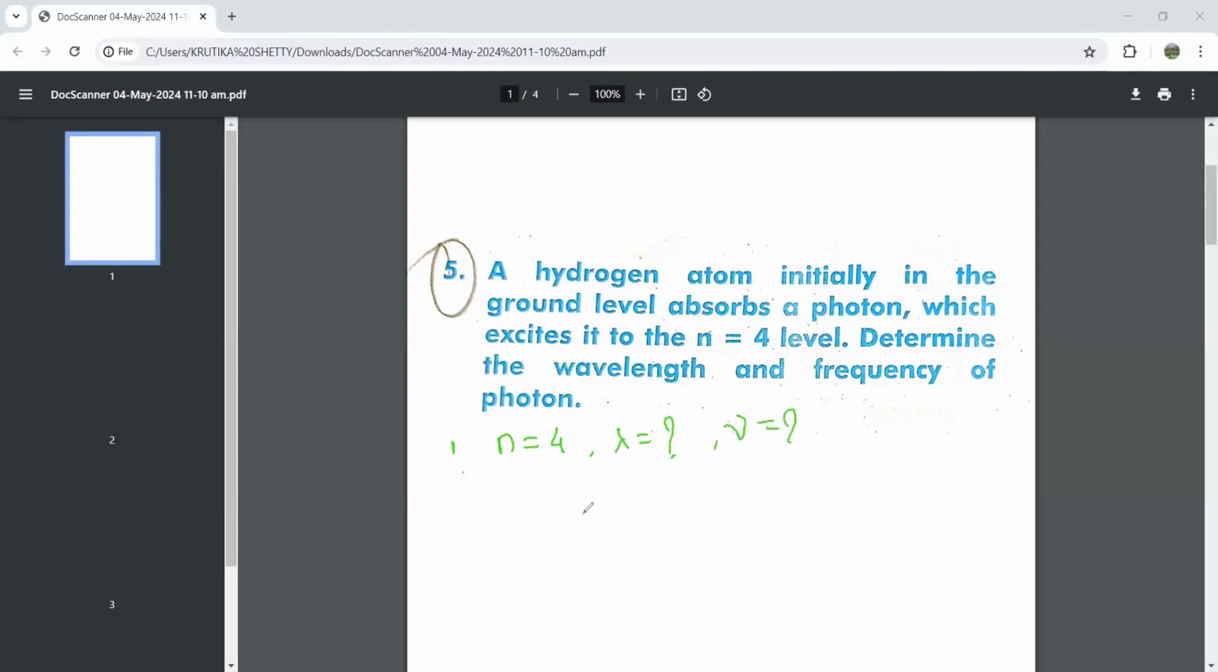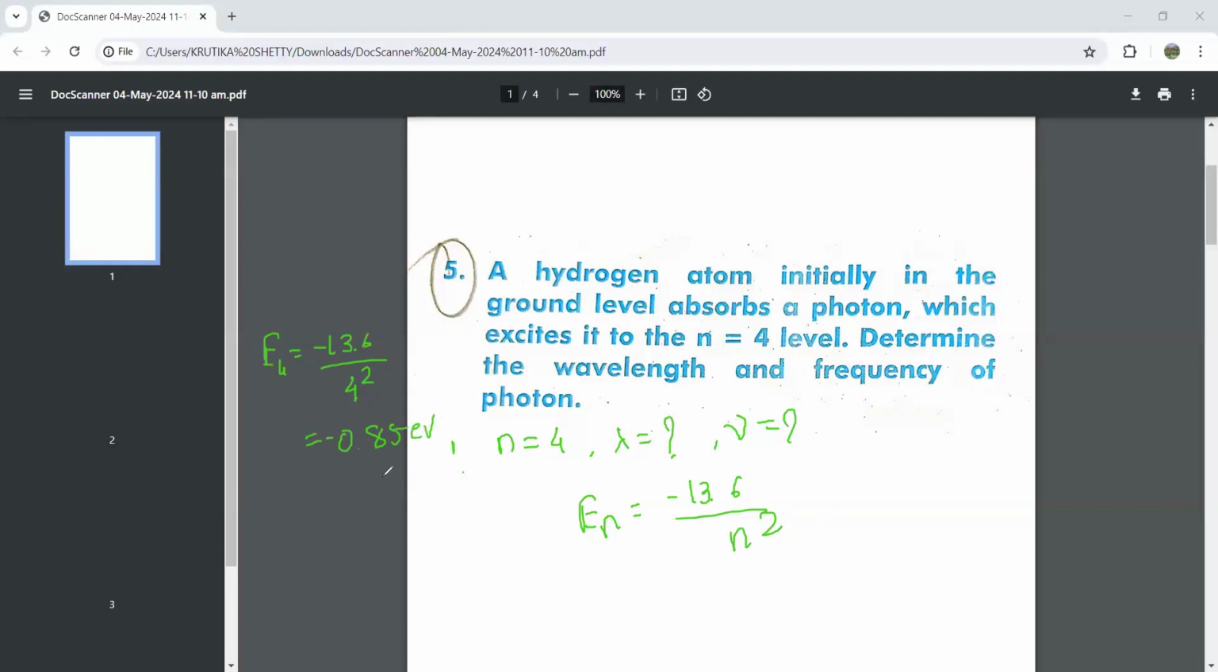We know that En is equal to minus 13.6 divided by n square. This is the expression for energy. If you take n is equal to 1, it will be minus 13.6, but they have given n is equal to 4. So if I substitute n is equal to 4, E4 is equal to minus 13.6 divided by 4 square. So 4 square is 16. So 13.6 divided by 16 is nothing but minus 0.85 electron volt.